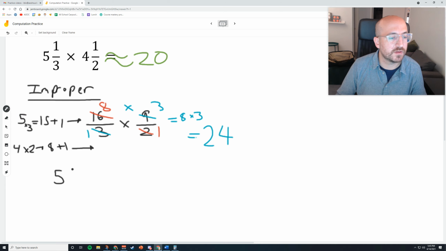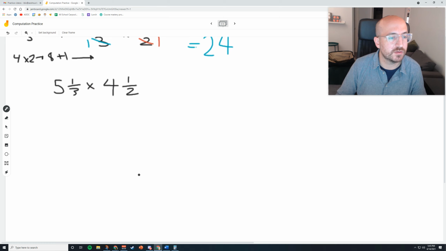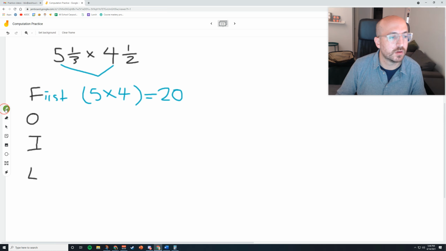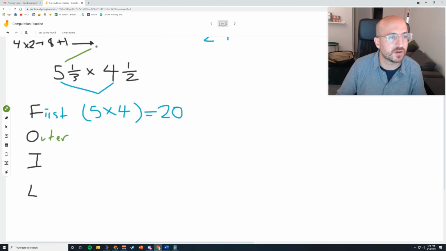Okay, 5 1/3 times 4 1/2. Let's bring it down. All right, FOIL. We're going to have 4 partial products. First, outer, inner, last. Let's do first. The first 2 factors, 5 times 4. 5 times 4 is 20. The outer numbers, like the outside, do like this.